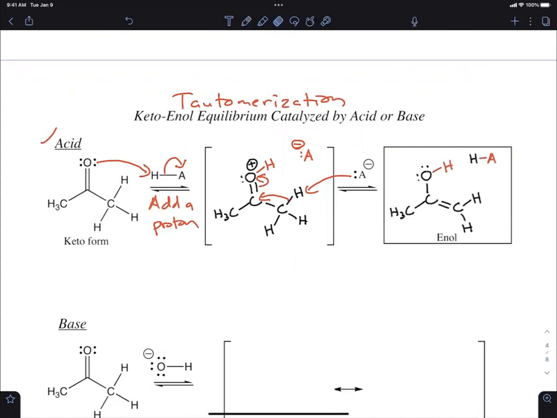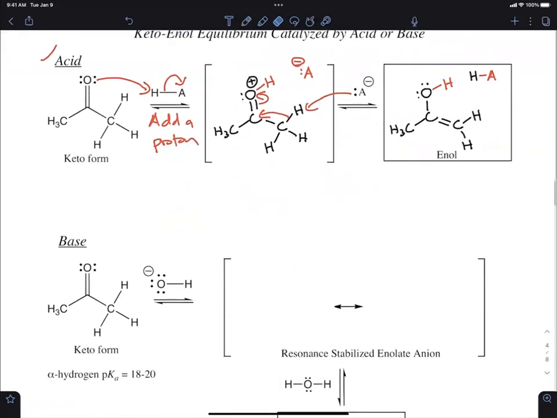And when we do that, we're going to generate our enol product. Now, as we're going to see down at the bottom here, the enol is not as stable as the keto form, but it is present. And we're going to have to keep track of that for reactions that we're going to do later today. But in the meantime, I want to talk about what happens in base. Oh, I need to point out we take a proton away.